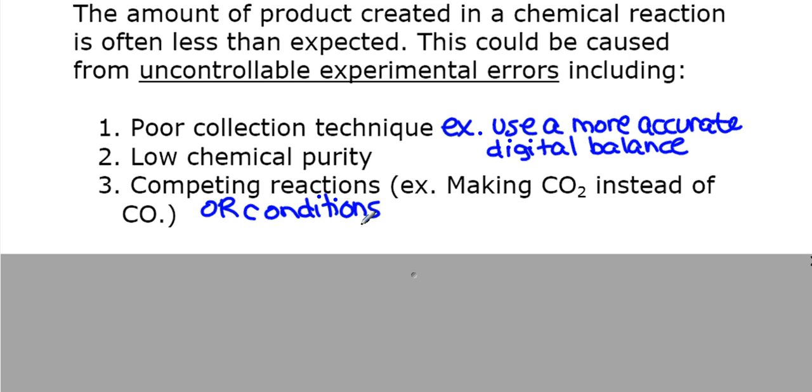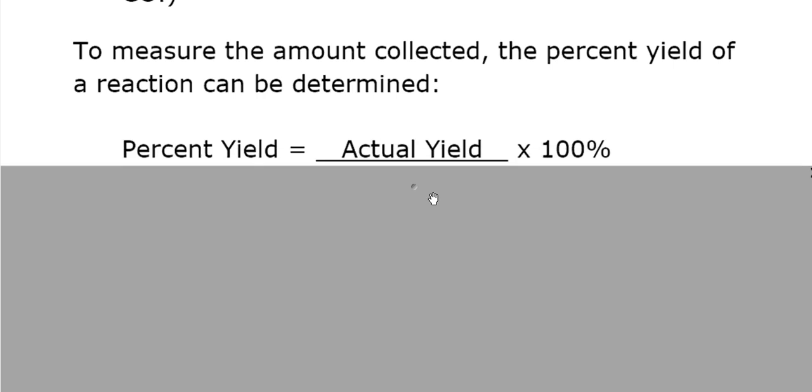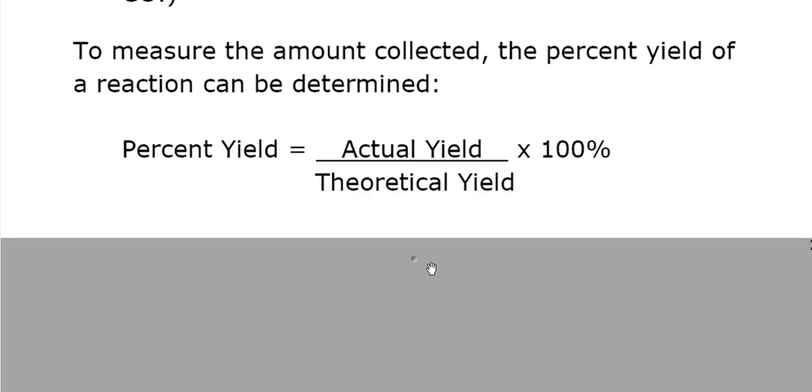So when we talk about doing experiments and error, we're thinking experimental error, things that we can't control with the conditions that we have. So how do we actually measure this? So this is where percent yield comes into play. To measure your actual amount that you collect, we express it as a percentage. It's very, very easy to do. We just have to get some numbers. So you take the actual yield of your experiment. So this is what you collect during your experiment.